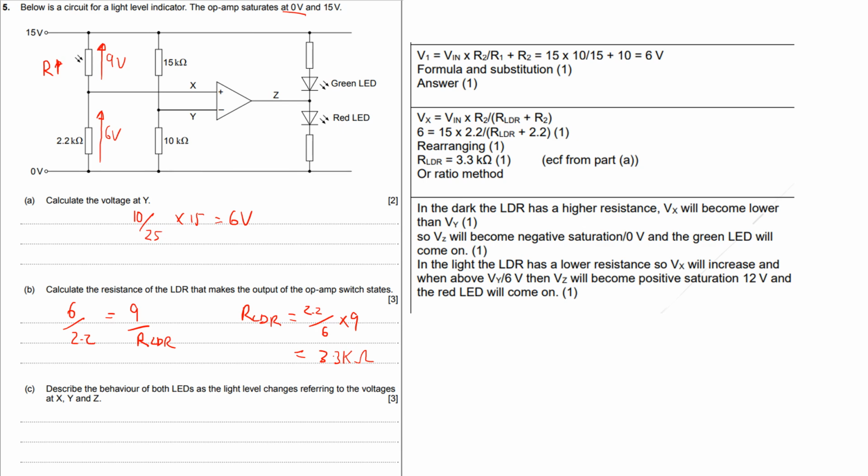As the light level increases, the resistance goes down. Eventually, X will be higher than Y. When that happens, the op-amp saturates positive, and the red LED will turn on.